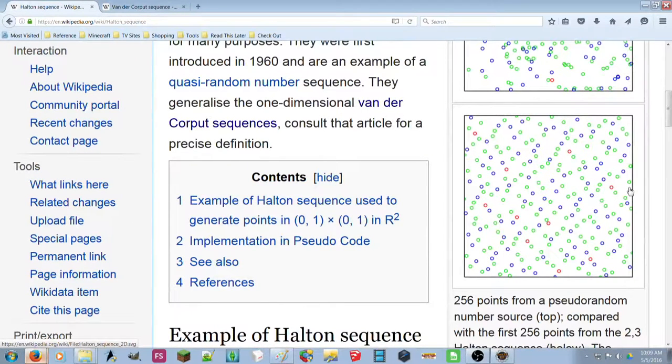This is what we want to do with Minecraft because we want to try to increase the distance between structures to the point where they're not going to overlap. But we also want to use a quasi-random number sequence algorithm that's going to be fairly easy to implement. And luckily, the Halton sequence is pretty easy.